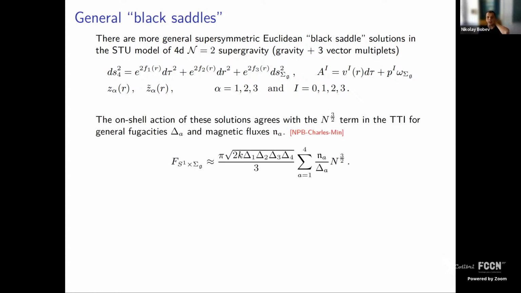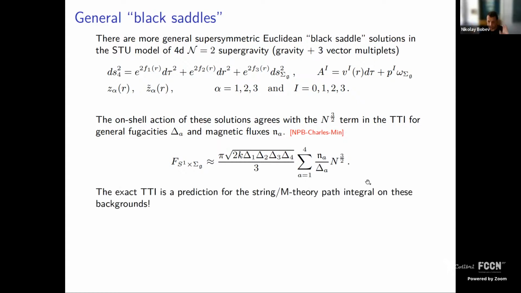We call them black saddles because in general, they're not Lorentzian black holes. They're Euclidean solutions, supersymmetric in a certain four-dimensional N=2 supergravity. And we showed how to construct them explicitly. And the leading order N to the 3/2 on-shell action agrees with the index I showed you. Subleading terms are harder to compute. In some cases, we have arguments why they should match. But anyway, at this point, the only thing that has been matched from the bulk is the leading order for all values of the parameters.